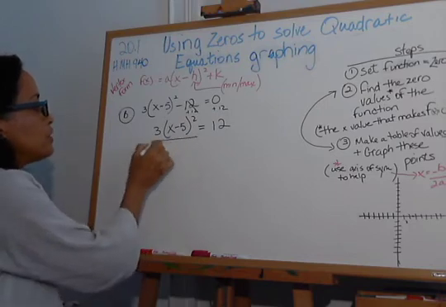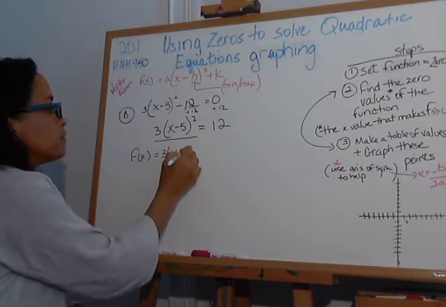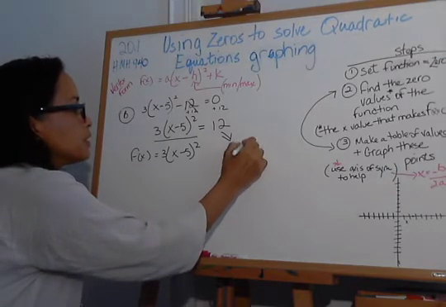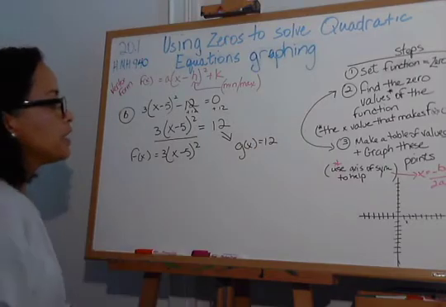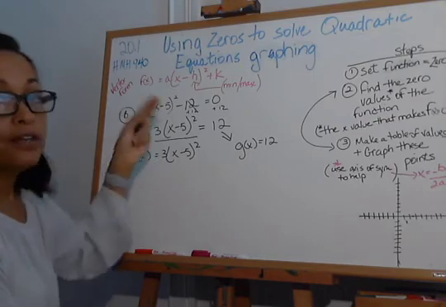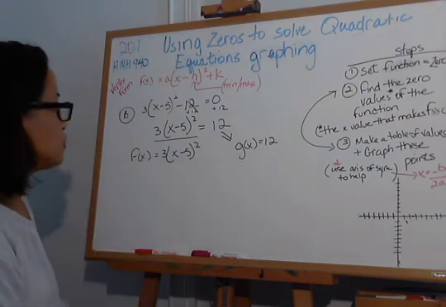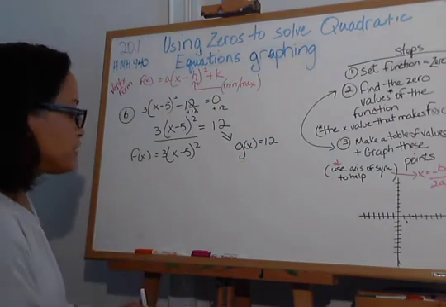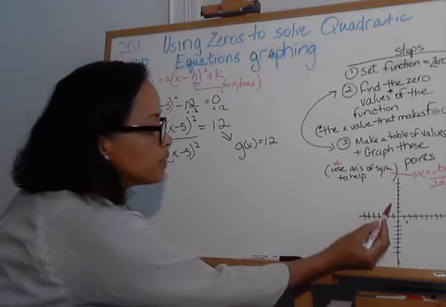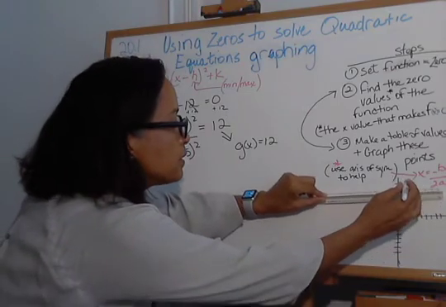We are going to call this side f of x, so that's equal to 3 times (x minus 5) squared. And we're going to call this side g of x, equal to 12. And we are now going to see where these two collide. In other words, when does this equal 12? So on the graph, g of x is always 12. That's a linear function. I'm going to graph g of x in pink: 2, 4, 6, 8, 10, 12. It's going to be this line here.